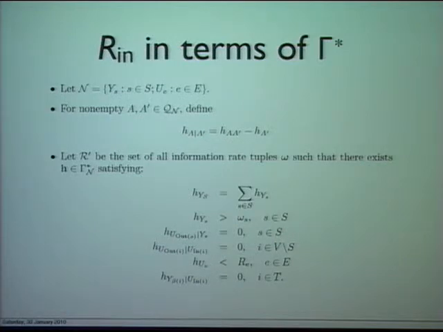Now we are going to cast the region R in that I have previously defined for you in terms of gamma star. In this setup, we let n be the collection of all the auxiliary random variables in the problem, Ys being the proxy random variables for the information sources, and Ue the auxiliary random variable for the channels. To simplify our notation, let A and A prime be subsets of this, an element of the power set. We define H of A given A prime to be equal to H of A and A prime minus H of A prime. So you can essentially think of this as the conditional entropy of A given A prime, equal to the joint entropy of A and A prime minus the entropy of A prime. Essentially it is just like that.